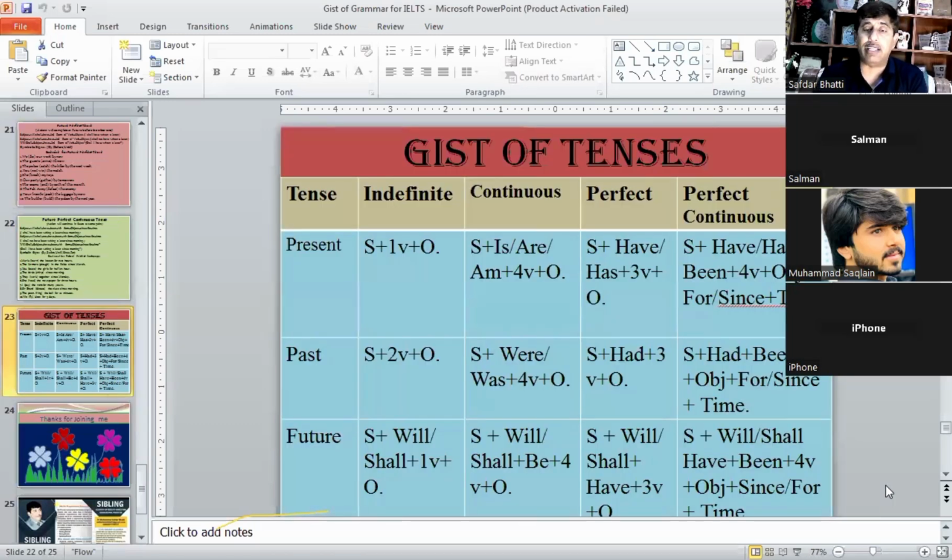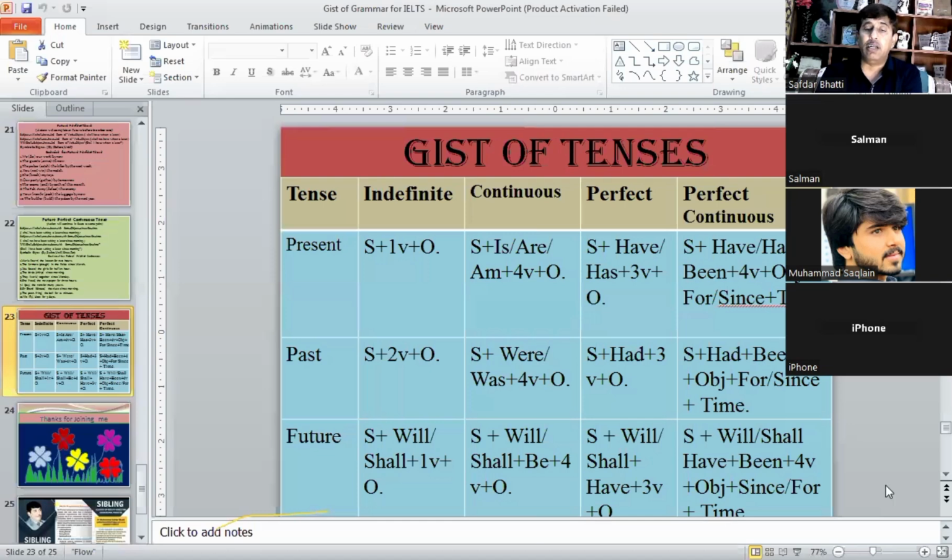Yes, dear. Look at the gist of the tenses. That is very important. You can also take a screenshot of that. Basically, I told you earlier that there are three tenses, present, past, and future. Each has four kinds: indefinite, continuous, perfect, and perfect continuous. So 3 multiplied by 4 is equal to 12.